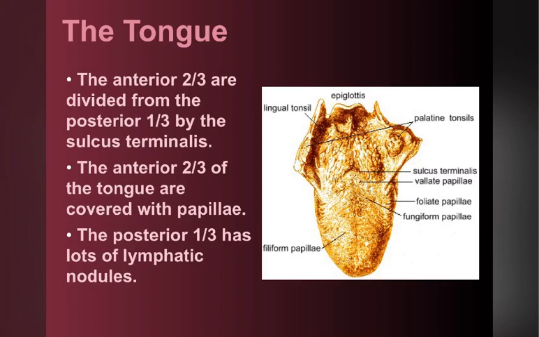The posterior one-third has lots of lymphatic nodules. These are called lingual tonsils. The lingual tonsil area is considered specialized mucosa. The anterior two-thirds of the tongue is also considered specialized mucosa as well.